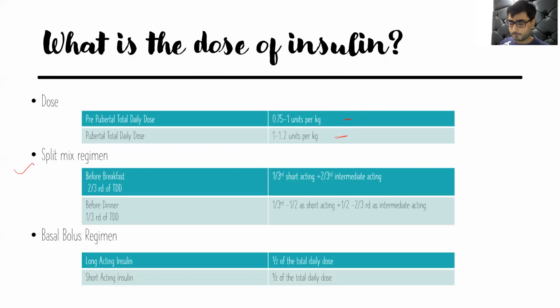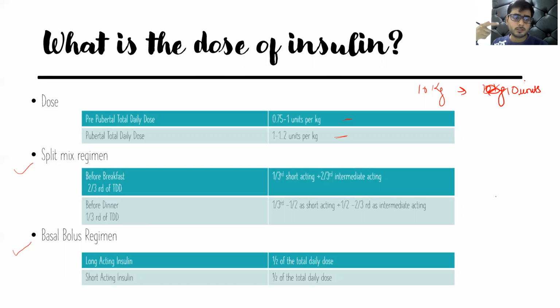If we are following split mix regime or basal bolus regime, suppose it's a 10 kg child, and the child is prepubertal, so the dose comes out to be 10 units. We have to give 10 units throughout the day. This is the total daily dose of insulin for a 10 kg child, that is 10 units if he or she is prepubertal.